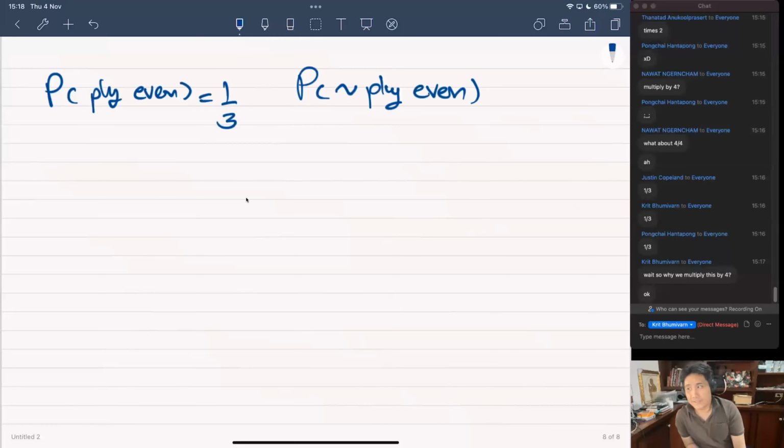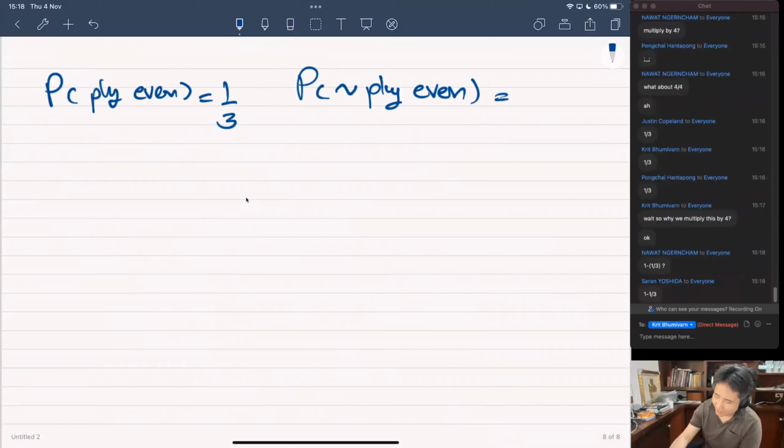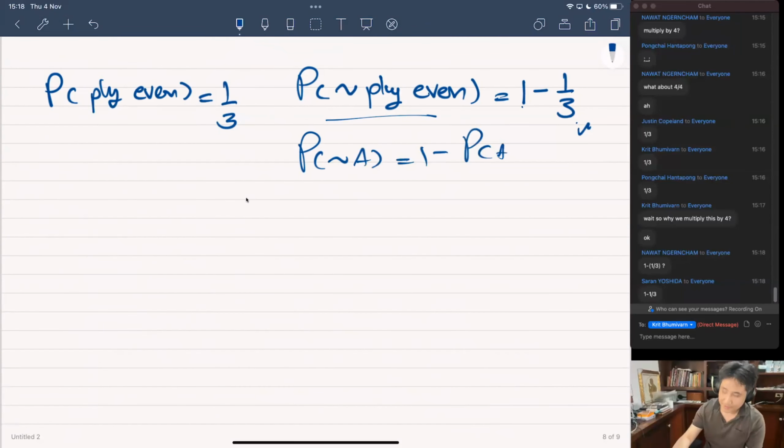How do we calculate it? What do you think? Good. So this thing is going to be 1 minus the whole thing, right? So either you get it or you don't. So the probability of not something is 1 minus the probability of that thing happening. If you want to be more fancy, P of not A is 1 minus P of A. Okay.